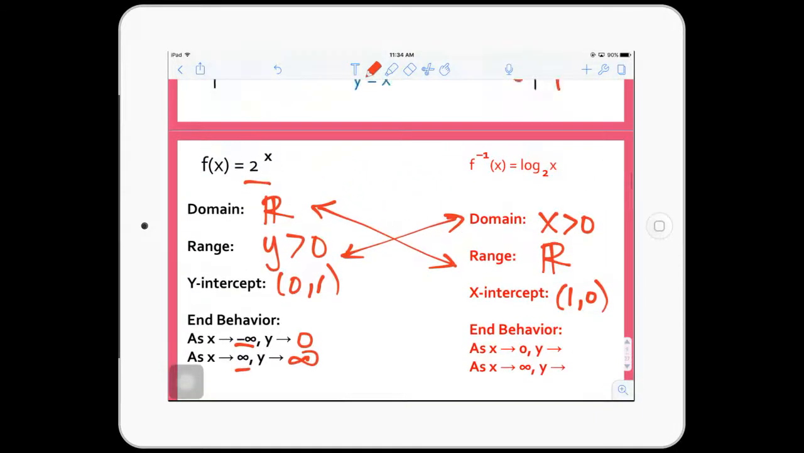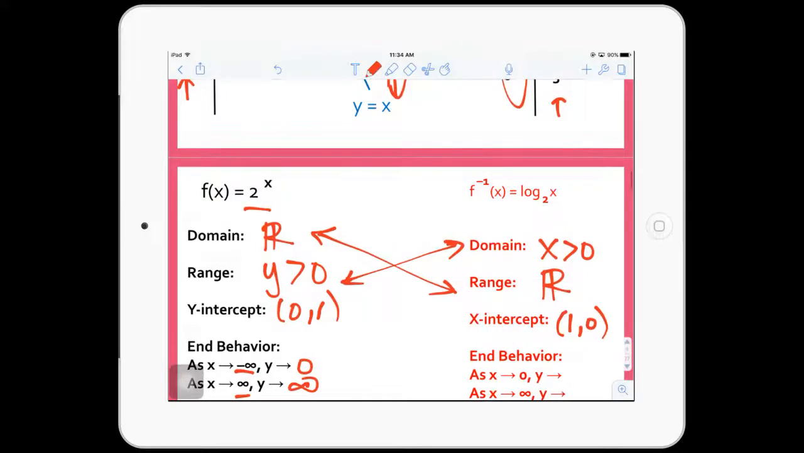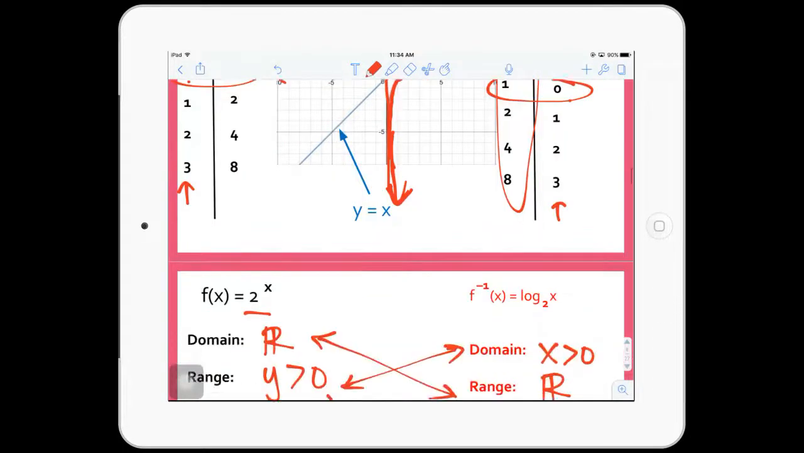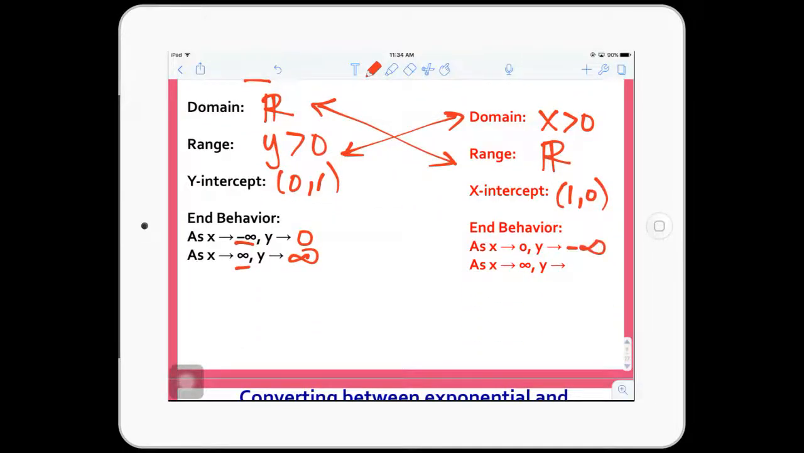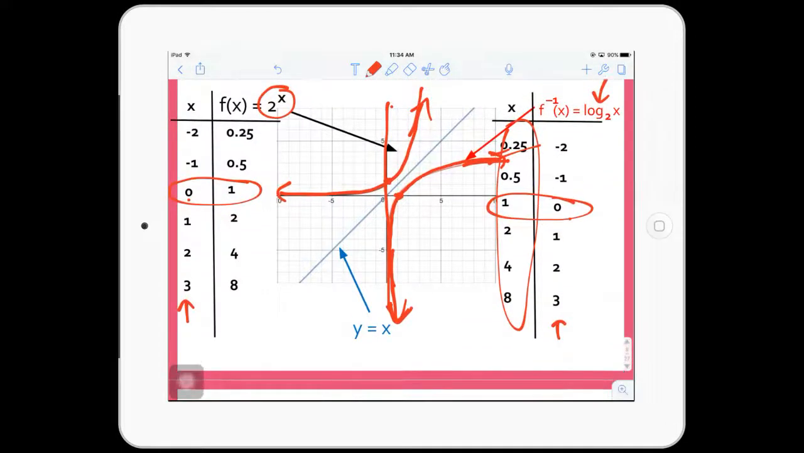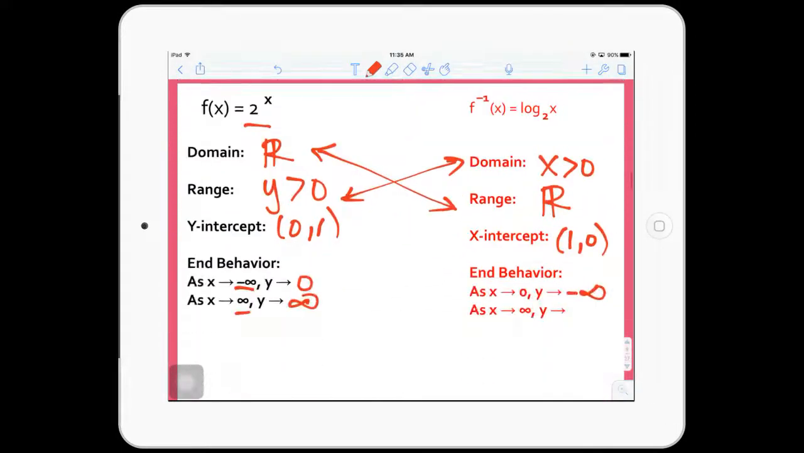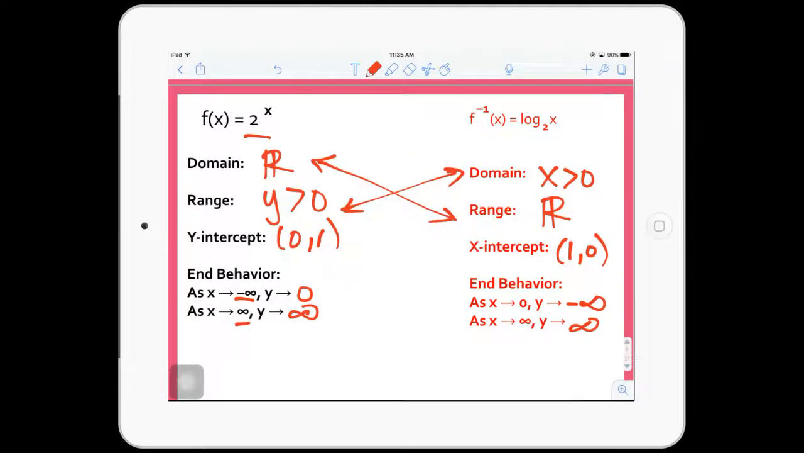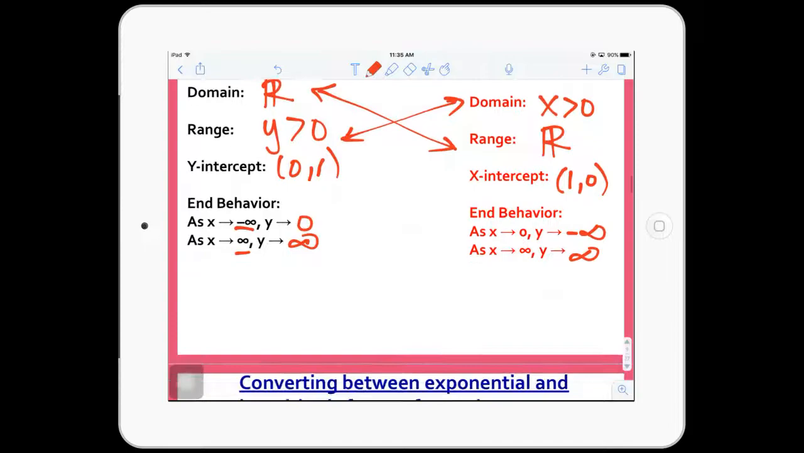And behavior: as x approaches 0, the y value approaches negative infinity, because as you go to the left side, it goes down to negative infinity. And as x goes to the right-hand side, the y value approaches positive infinity. So those are the characteristics of the two inverse functions here. You can take a good look again and make sure that you understand the difference between the two.